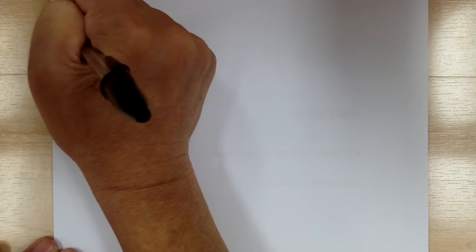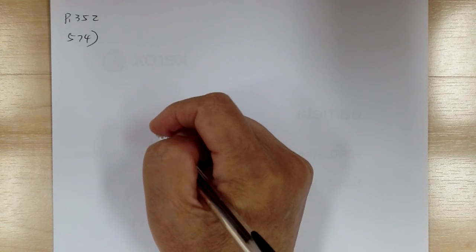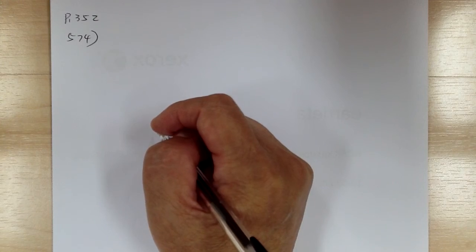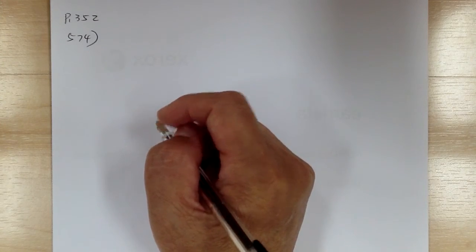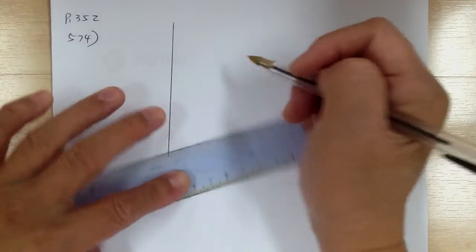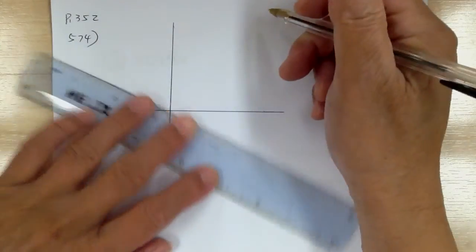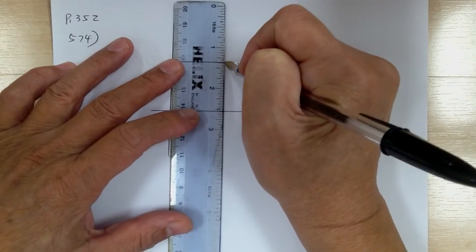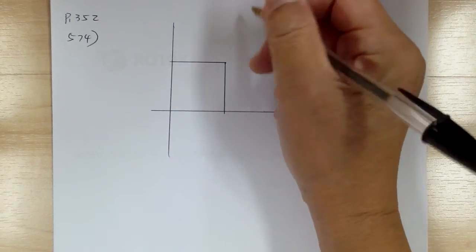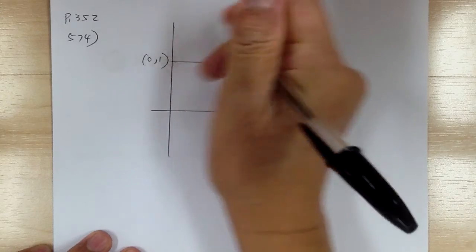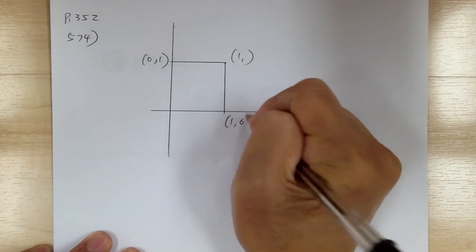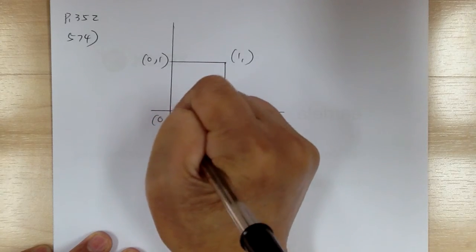Okay, let's go to the next one. It's a line with a slope of 6 that bisects the area of a unit square with vertices. Okay, so you have a square with vertices 0, 1, 1, 1, 1, 0, and 0, 0.